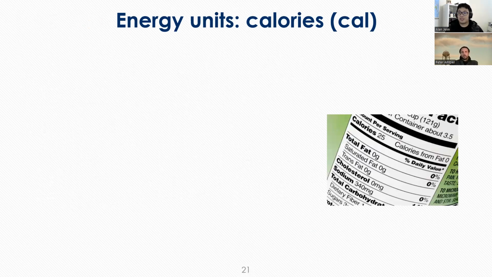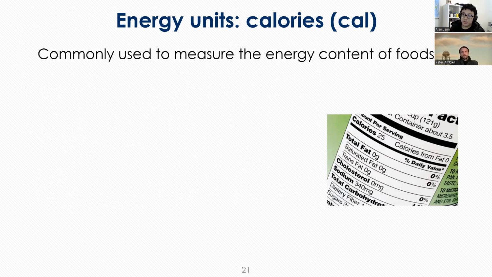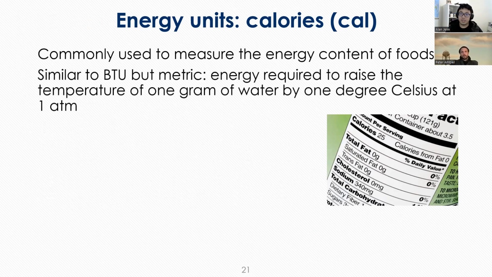Okay, the last one that I'll talk about with energy is calories. I'm sure everyone has seen this one before, right? This is most typically used to measure the energy content of foods. So it is kind of like the metric version of the BTU. It's the energy required to raise the temperature of 1 gram of water by 1 degree Celsius at 1 atmosphere. So 1 calorie is equal to 4.2 joules.